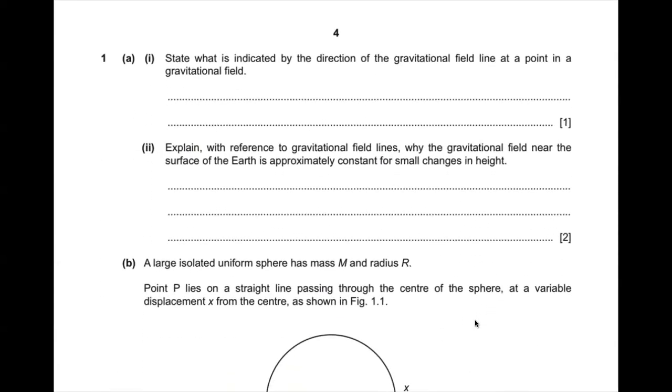Question number 1 says, state what is indicated by the direction of the gravitational field line at a point in a gravitational field. I think this is pretty straightforward. So it just shows the direction of force, basically the gravitational force on a mass, right? So it's talking about what the field line shows. So it just shows the direction of force on a mass.